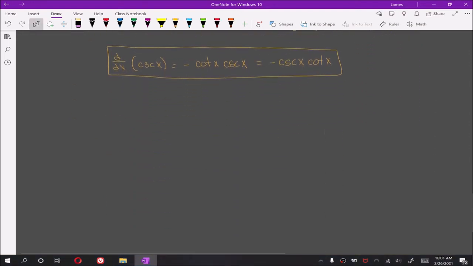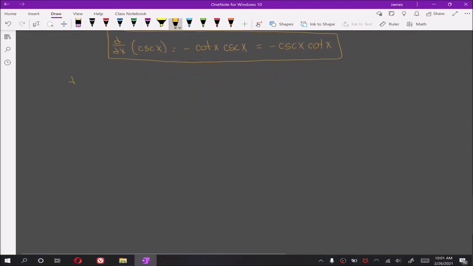The last function to consider is the derivative of the cotangent function. Cotangent can be rewritten as 1 over tangent, or tangent of x to the minus 1 power.